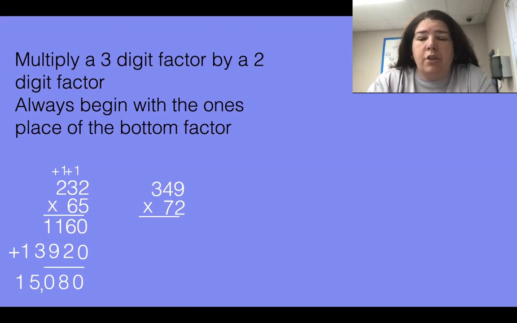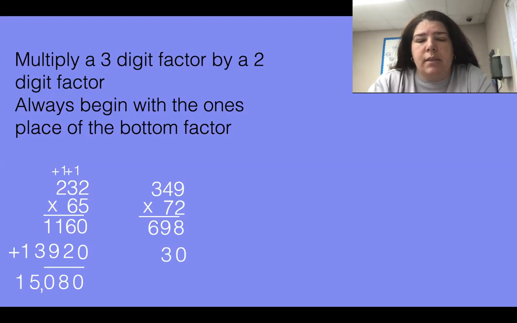Again, multiply 349 times 2. We get 9 times 2 is 18, carry the 1. 4 times 2 is 8, plus 1 is 9. 3 times 2 is 6, and now we multiply everything times 7. We take away that addition and we put a 0 in the ones column.